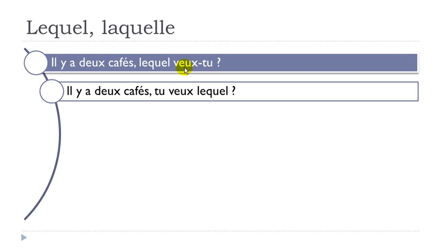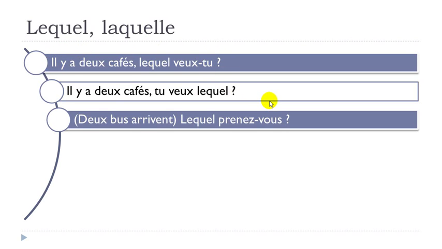But then if you speak normally, it's possible to put the order a bit differently. So, il y a deux cafés. So this doesn't change, of course, okay? Tu veux lequel? All right, so you just keep the normal order. So you've got the subject here, you've got the verb here, and then you put lequel at the end, okay? Tu veux lequel, all right? Meaning is the same, but it's better to use this second form orally and the first form if you've got to write, okay?